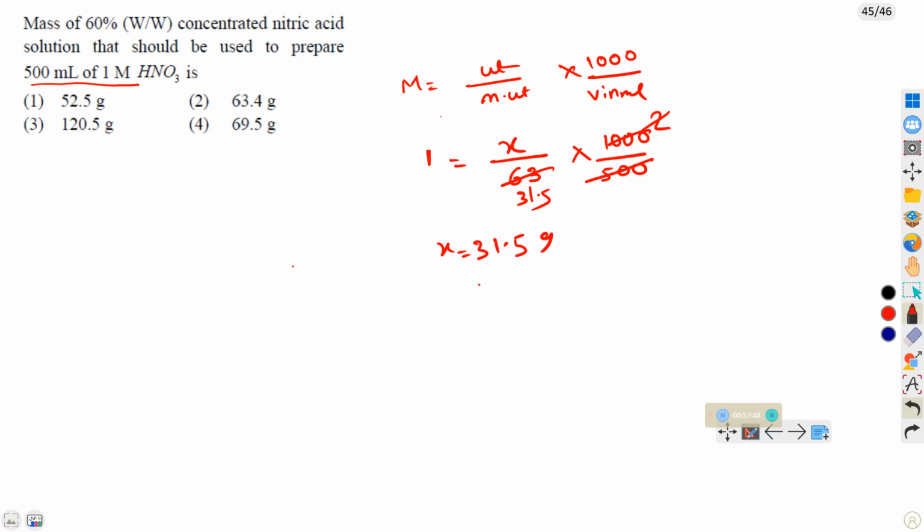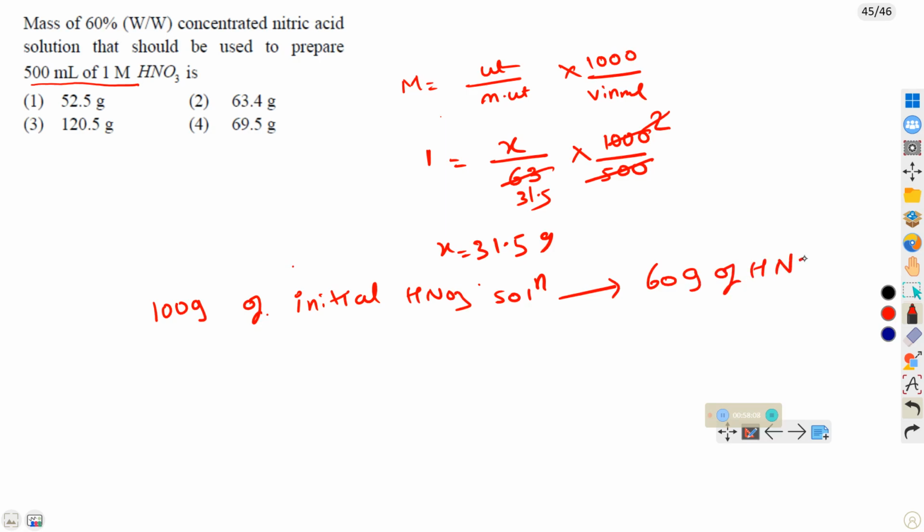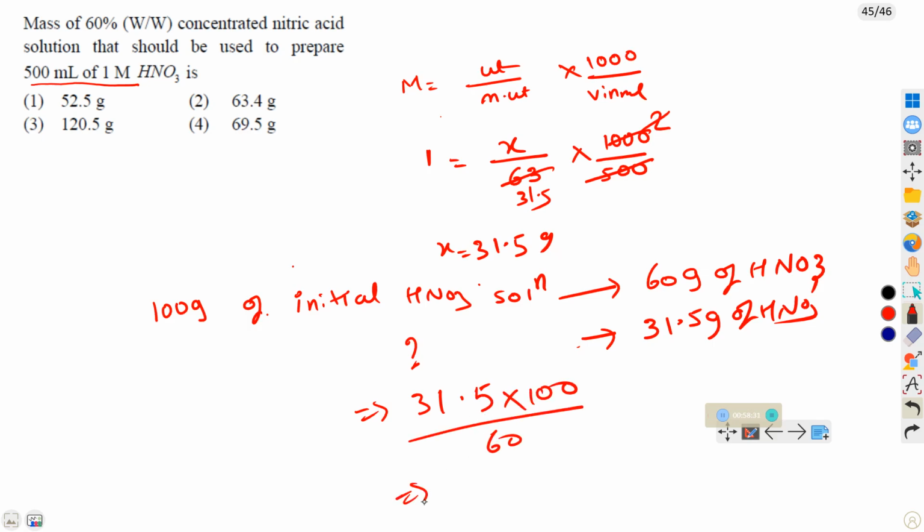What is given? 60% mass means 100 grams of initial HNO3 solution has 60 grams of HNO3. Then what is the question? What is the mass of the solution? If the HNO3 mass is 31.5 grams, then simplify: 31.5 into 100 by 60, then you will get 52.5 grams.